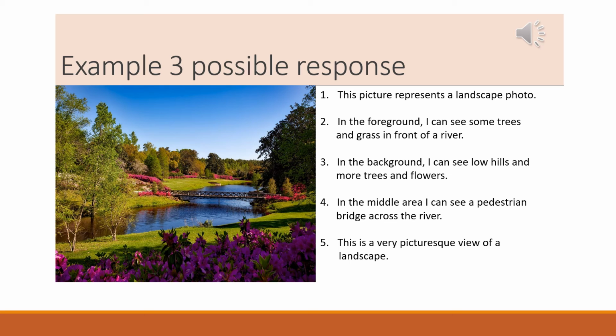This possible response goes like this. This picture represents a landscape photo. In the foreground, I can see some trees and grass in front of a river. In the background, I can see low hills, more trees and flowers. In the middle area, I can see a pedestrian bridge across the river. This is a very picturesque view of a landscape.